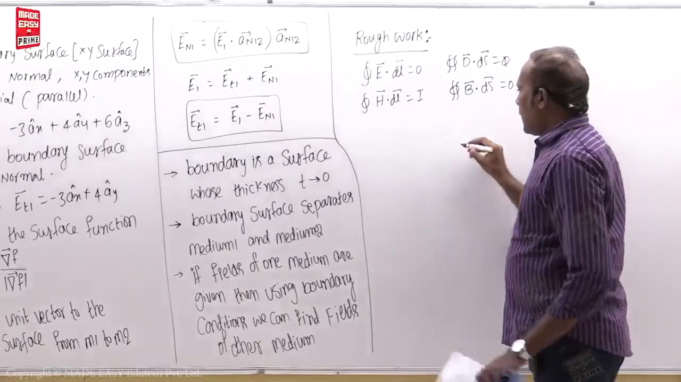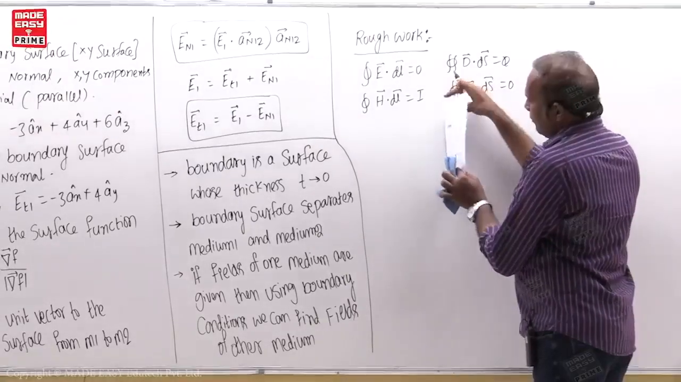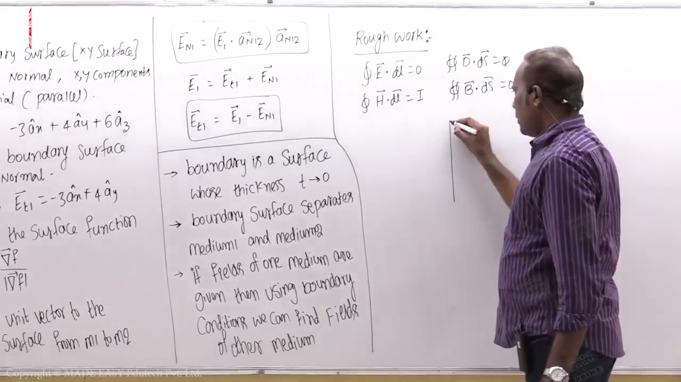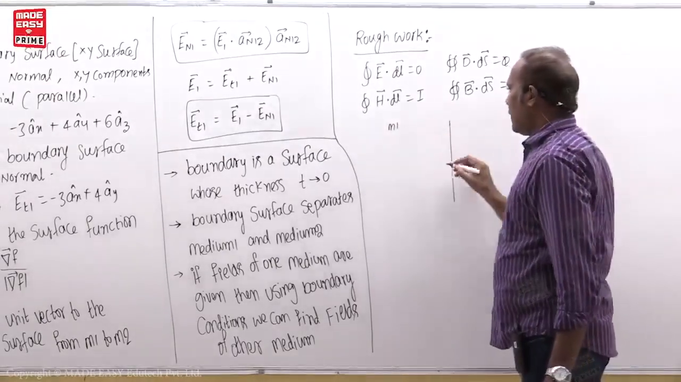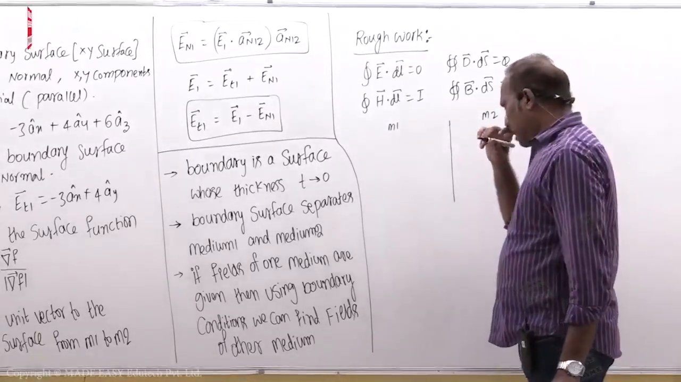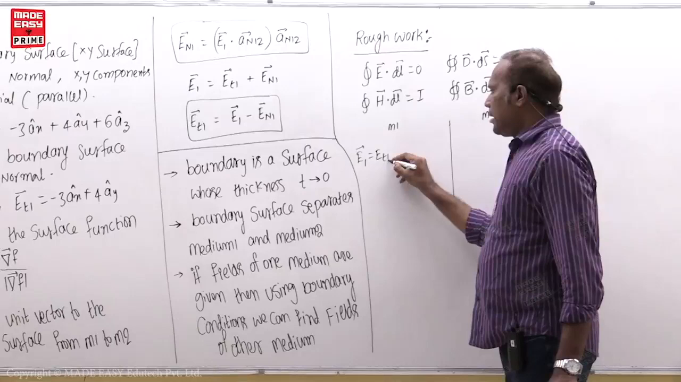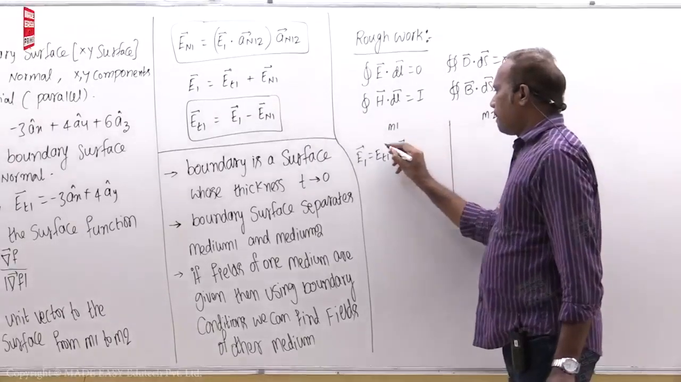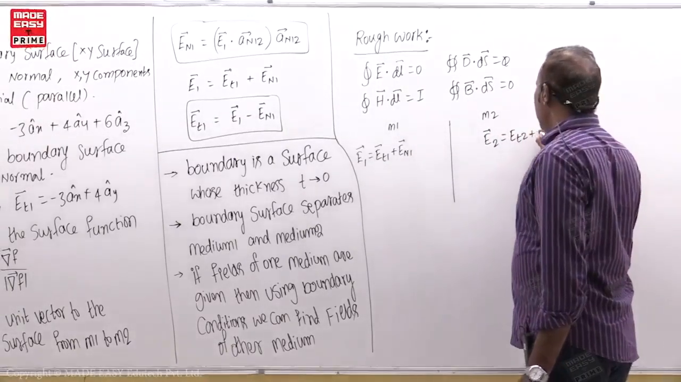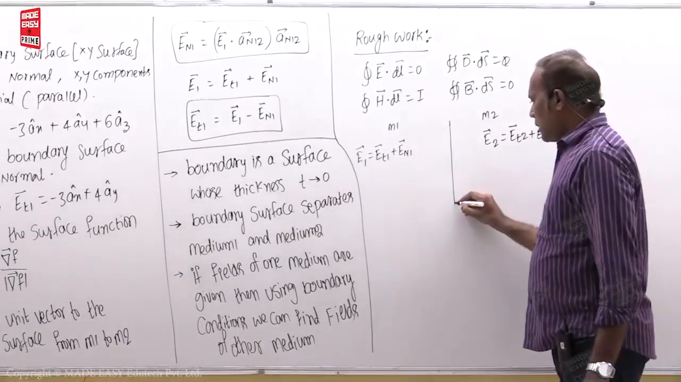For example, here I will consider one boundary surface. This is the surface. The thickness of that tends to 0. This is medium 1 and this is medium 2. Now in medium 1, E1 bar is there, that is equal to ET1 plus EN1. Similarly in medium 2, E2 bar is there, that is ET2 plus EN2.